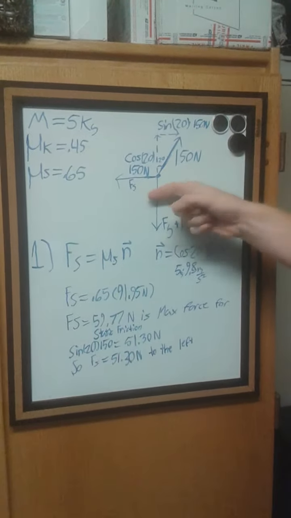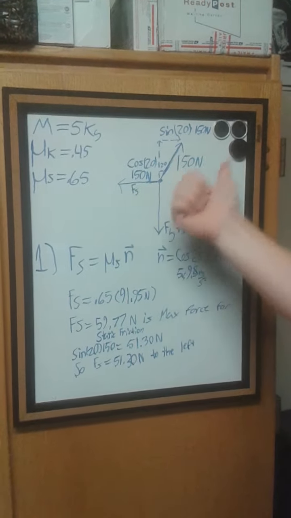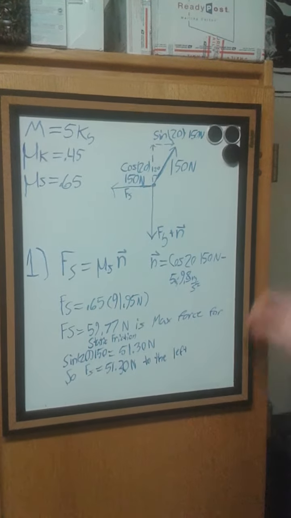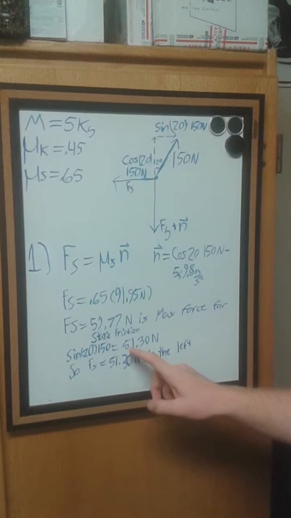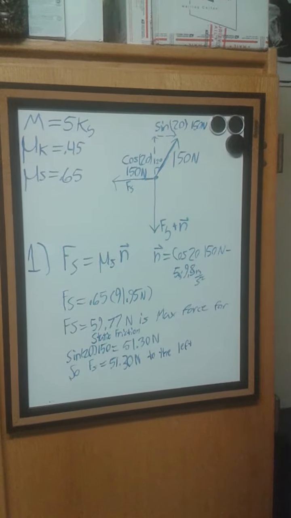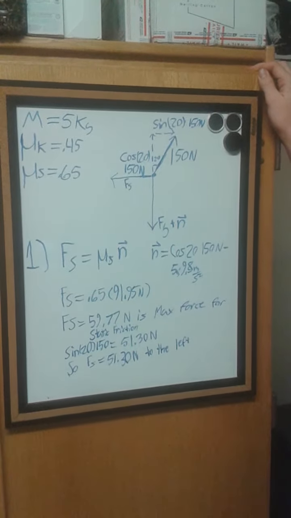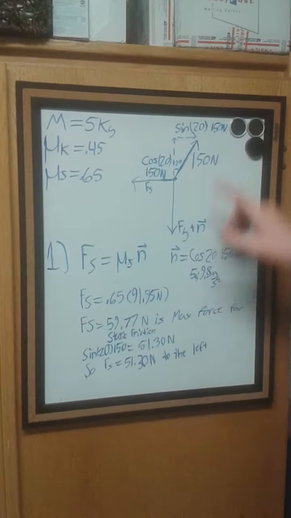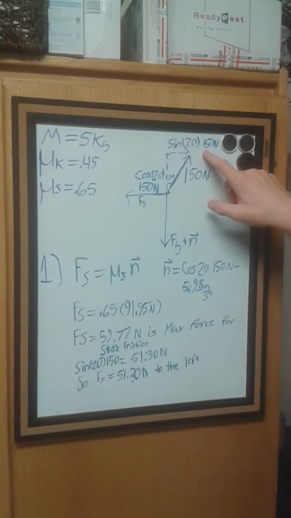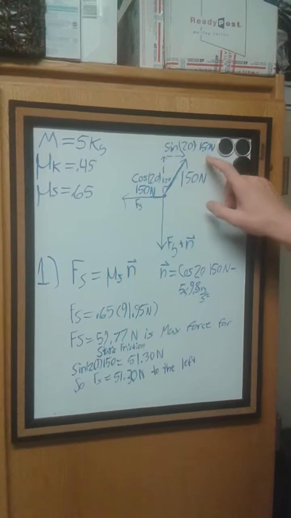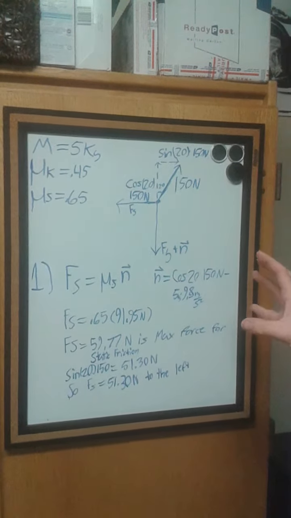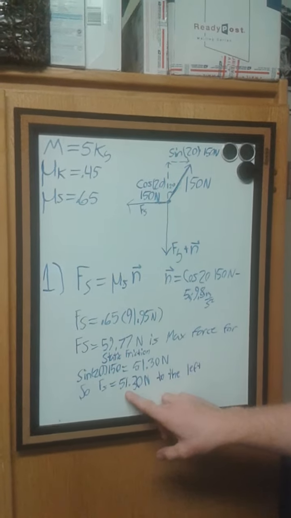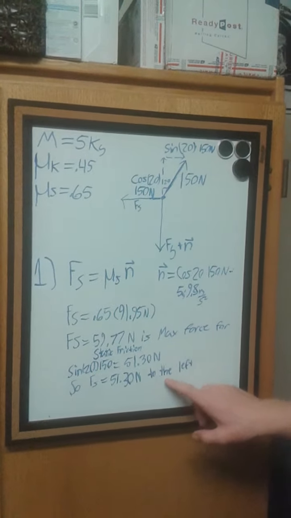Well, the static friction acts in this direction, so the counteracting force is sine 20 times 150 newtons. And sine 20 times 150 newtons is 51.30 newtons. So then, since it does not exceed the static friction, that means static friction is equal to the component of the x direction, because the net force, since it's stationary, is 0. So then static friction must equal 51.30 newtons to the left.